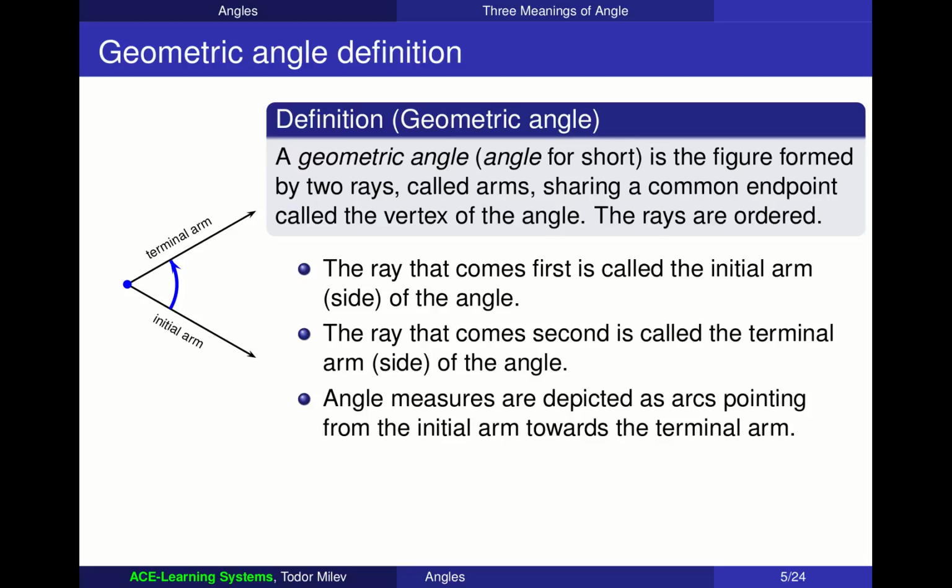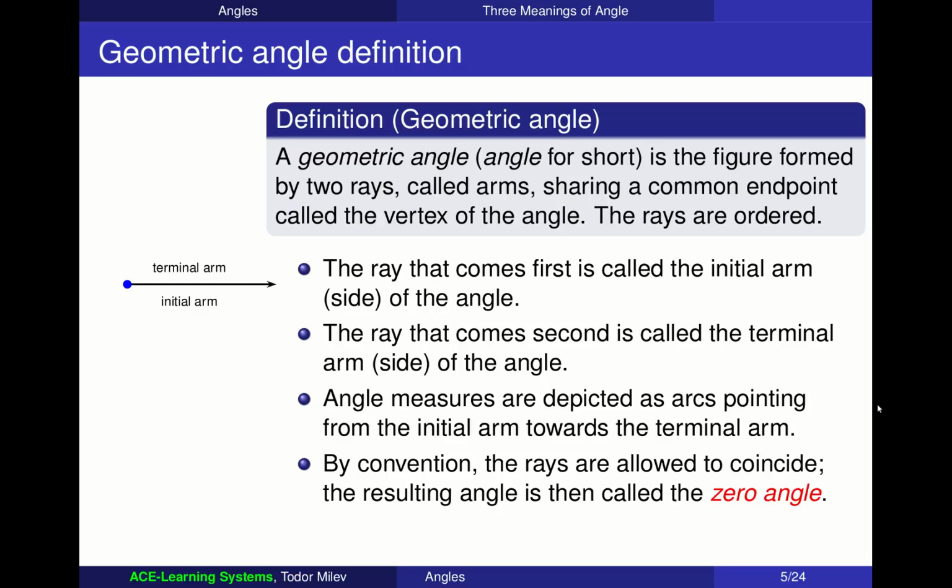Angle measures are depicted as arcs pointing from the initial arm of a geometric angle towards the terminal arm. So if you want to depict this angle measure, you start at the initial arm and you go towards the terminal arm. That would be the angle measure of this geometric angle. And the angle measure is not allowed to be in this direction. So this is not the angle measure of this particular geometric angle, because in this particular geometric angle we're told that this is the initial arm and that's the terminal arm.